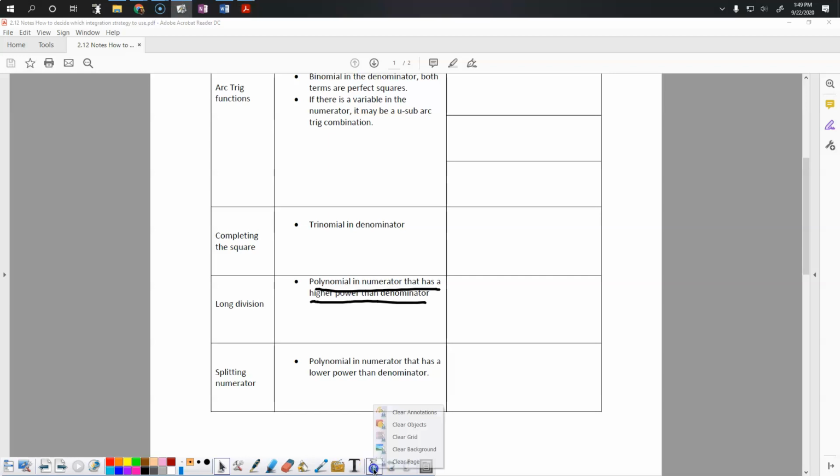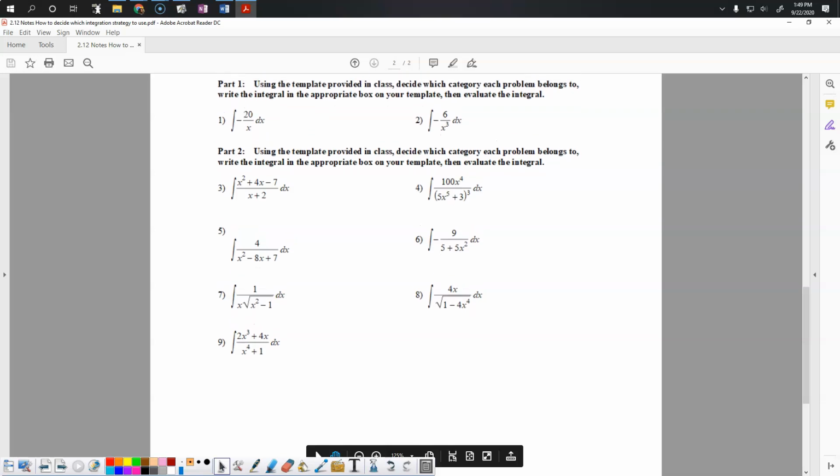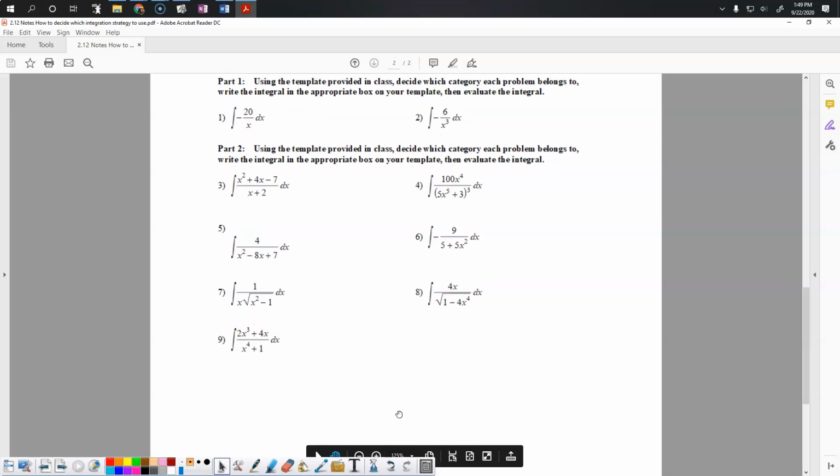So here's what I want you guys to do for these last 3. I want you to come back to this page here, take a minute and see if you can figure out which one of these is a numerator split, which one is a long division, and which one is a completing the square.